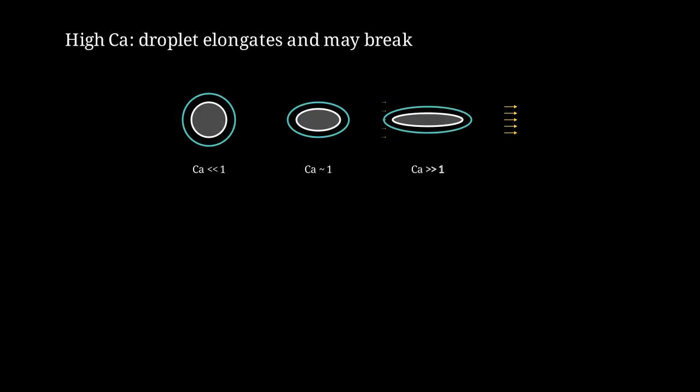Here we see progressive deformation as flow strength increases. Yellow arrows show flow direction.